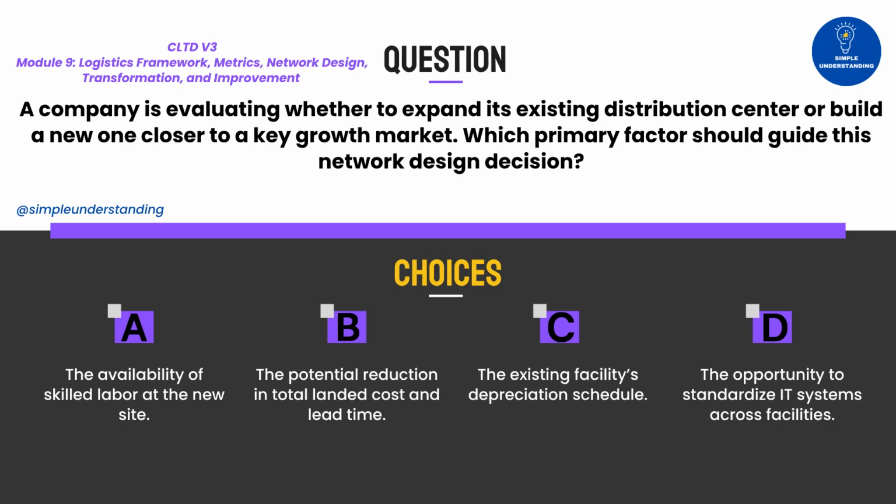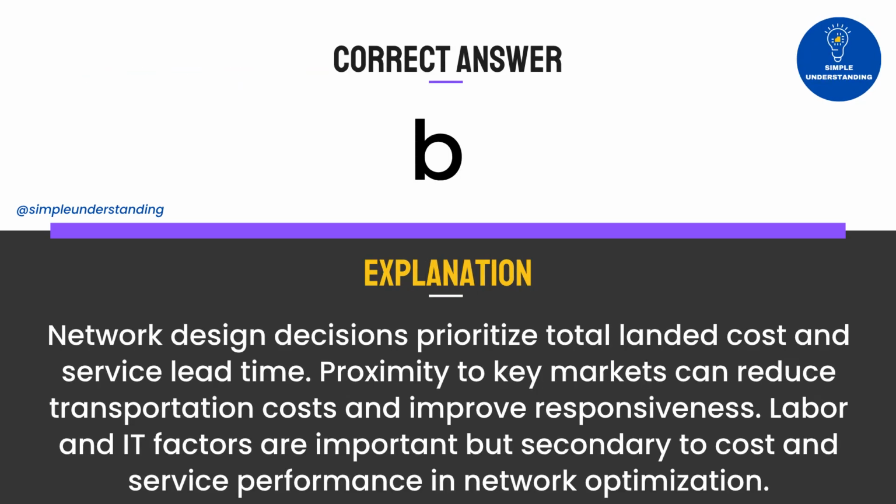Correct answer, B. Explanation. Network design decisions prioritize total landed cost and service lead time. Proximity to key markets can reduce transportation costs and improve responsiveness. Labor and IT factors are important, but secondary to cost and service performance in network optimization.